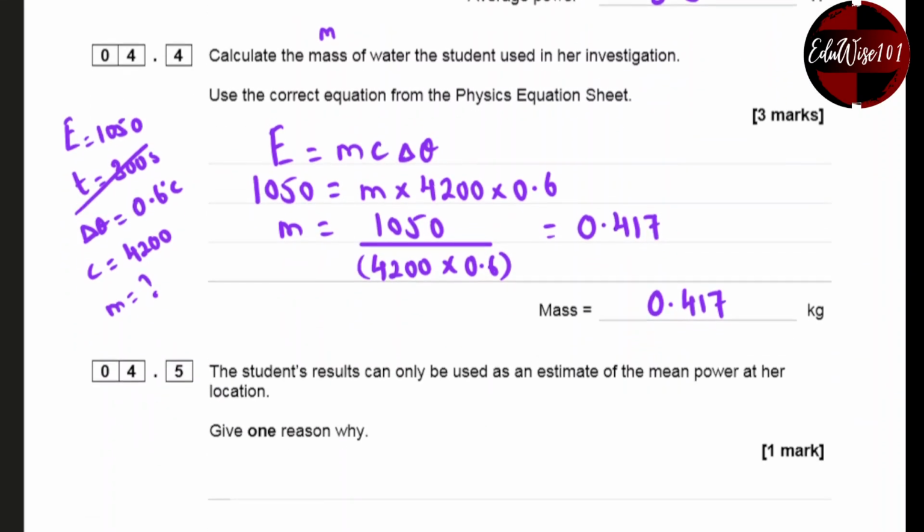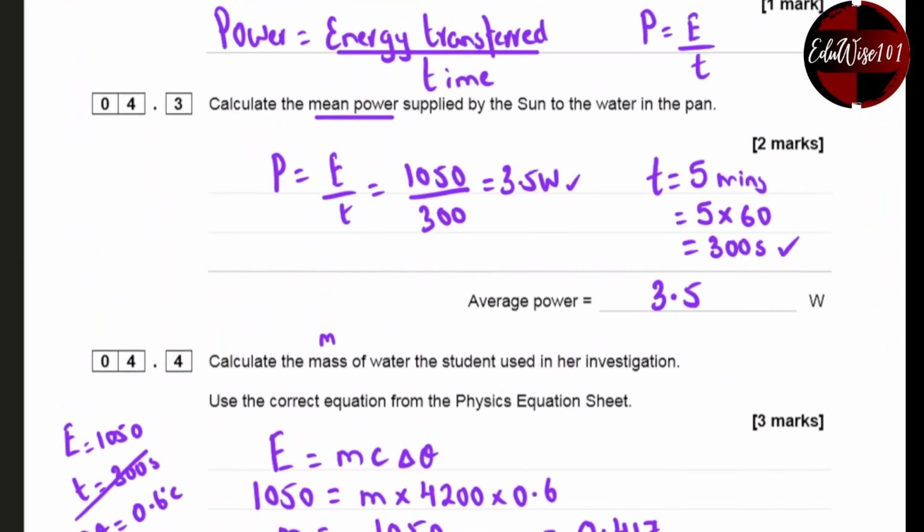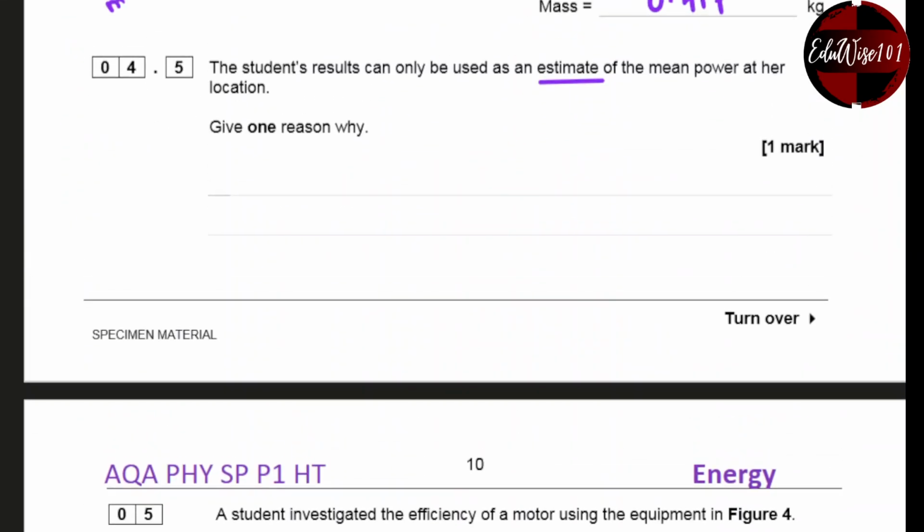Question 4.5. The student's results can only be used as an estimate of the mean power at her location. Give one reason why. Now, the reason it can only be an estimate is because she's testing it for 30 minutes, and during that, was it 30 minutes? 5 minutes, sorry. During that 5 minutes, it was 300 seconds.